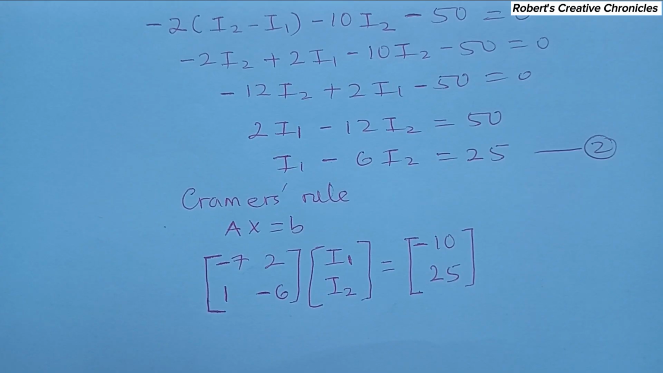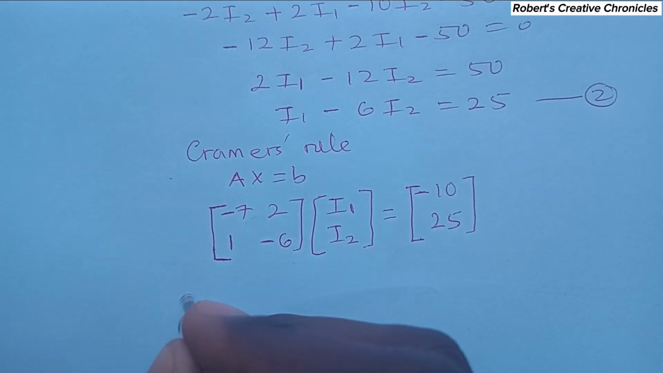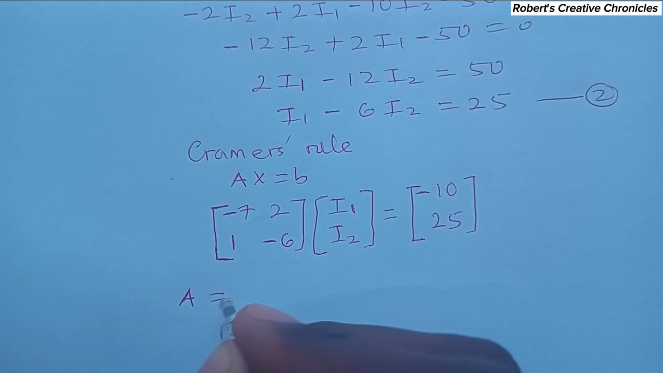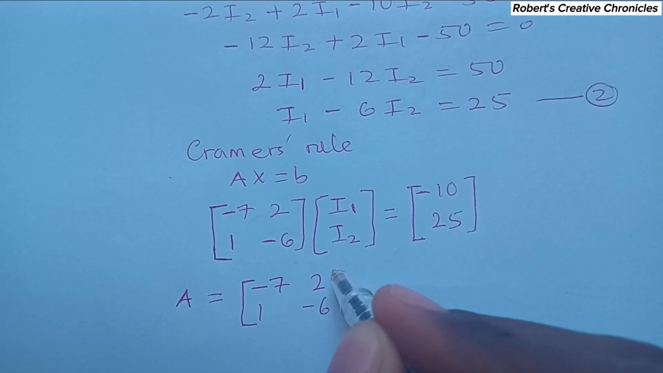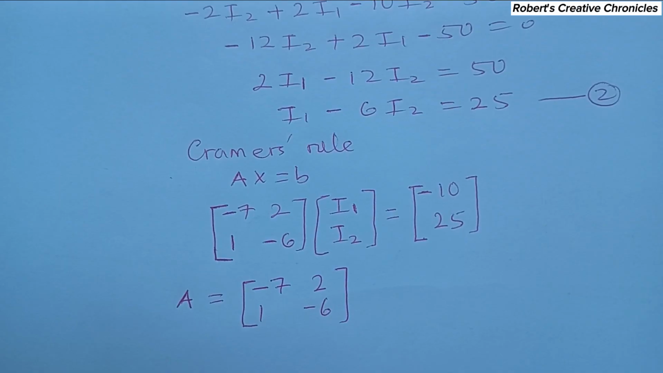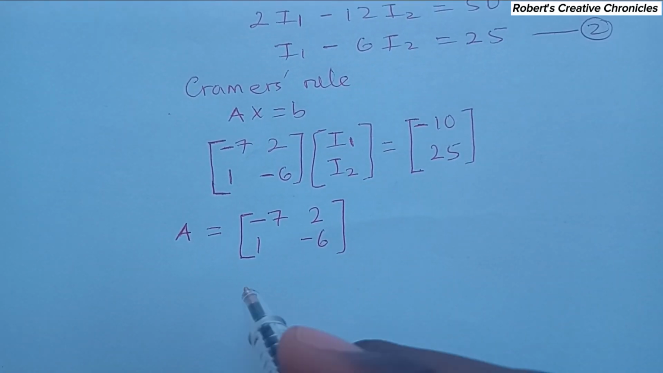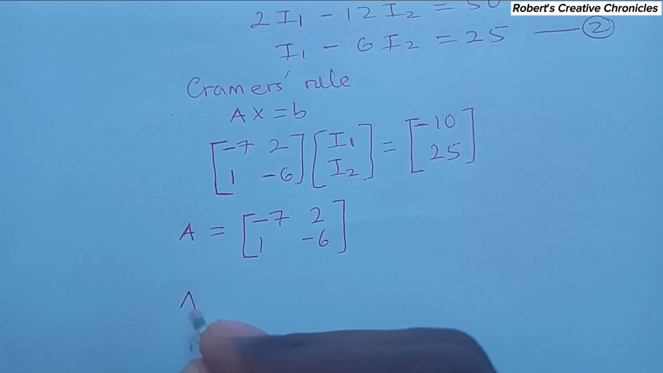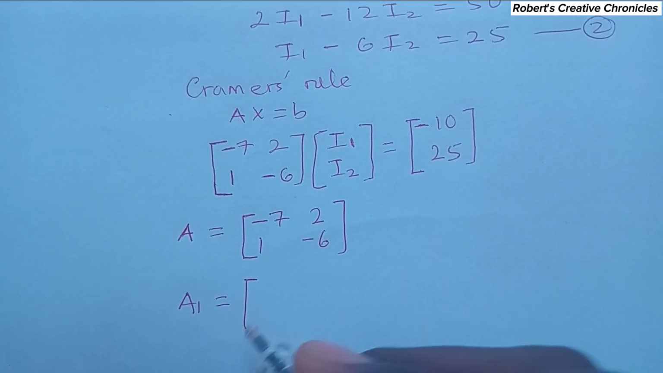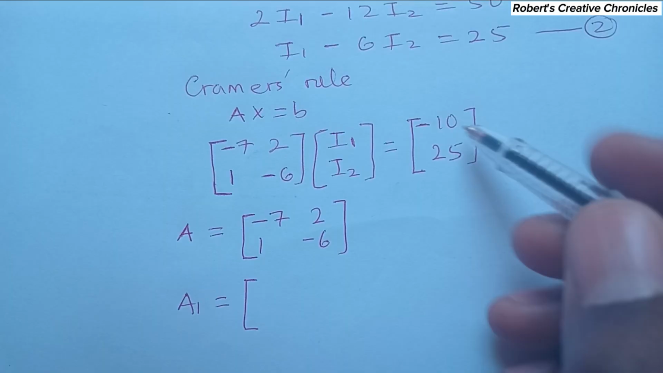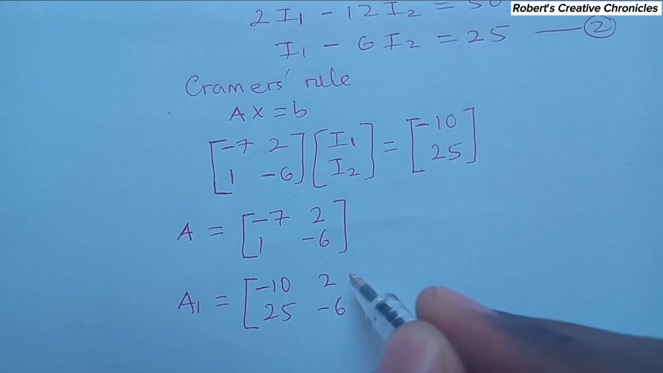So Cramer's rule uses determinants. In this one, A is equal to minus 7, 2, 1, and minus 6. So we'll find the determinant of this. Also, A1 becomes this: you replace the first column with this to get A1, then 2 and minus 6.